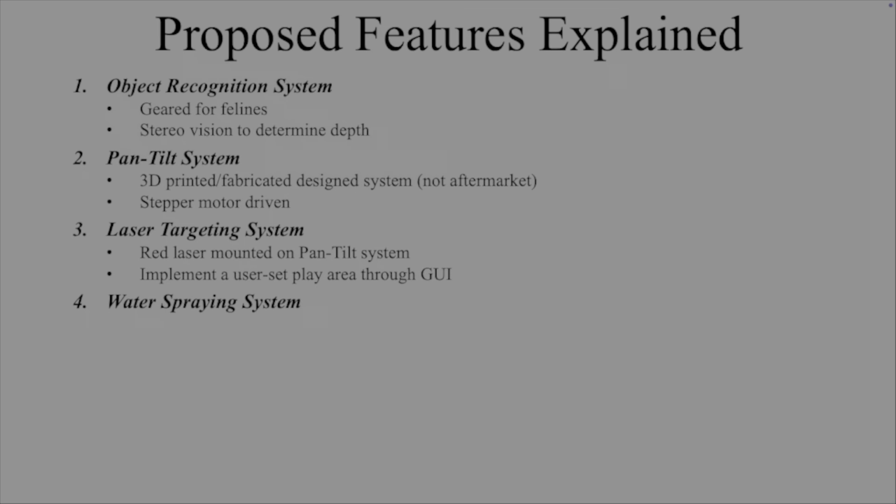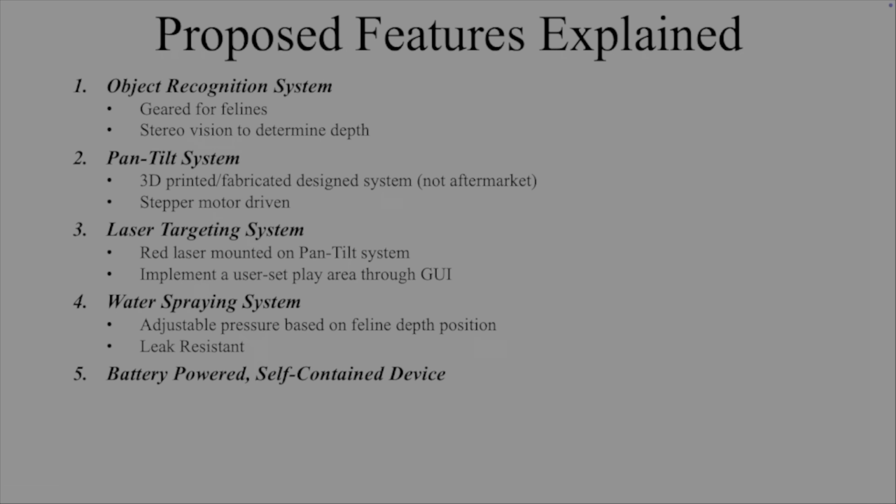The next system was the water spraying system. This one played into the Z value as well. We wanted to be able to put adjustable pressure on the nozzle. For example, if the cat is far away, you need to apply more pressure so the nozzle can spray water further. The fifth system is that we wanted it to be self-contained, all on a battery, no AC. We wanted it all to be DC, including the peripherals and the Raspberry Pi itself, which is the operating system and platform on which we designed this.